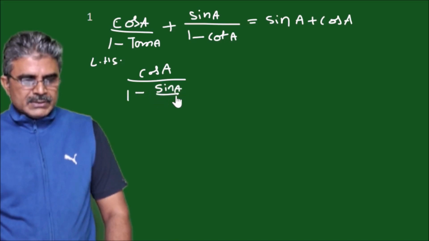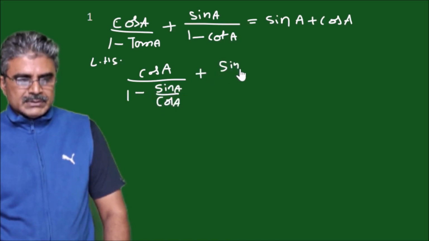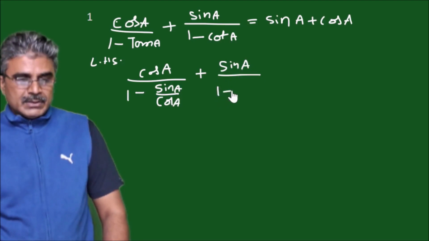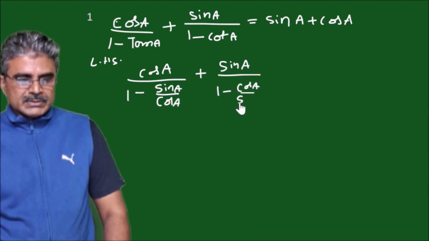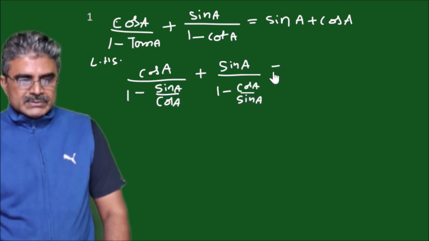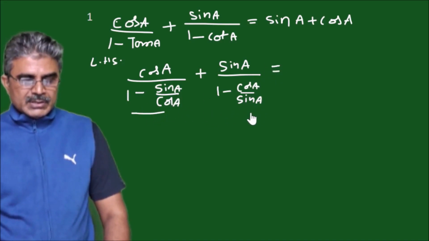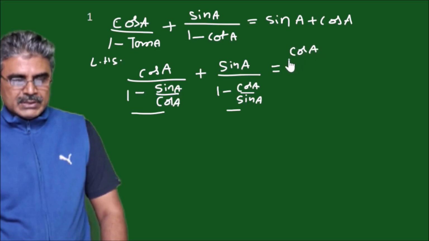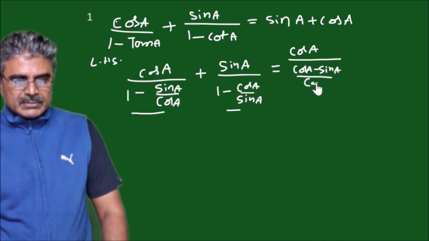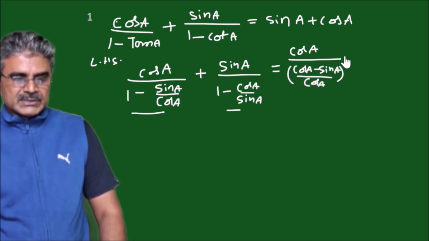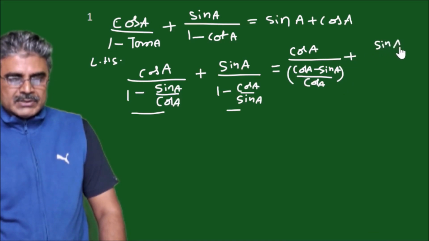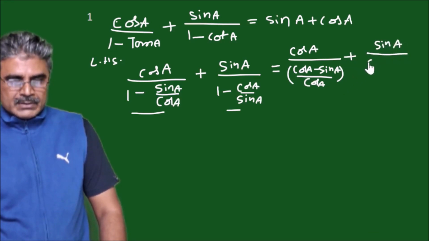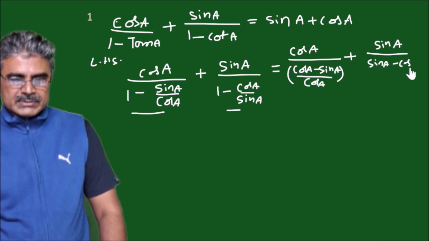I can write tan A as sin A by cos A. In the second term also we have sin A divided by 1 minus cos A by sin A. By taking LCM in the denominator in the first expression and the second expression, we will have cos A divided by (cos A minus sin A) whole divided by cos A. This is the first term, and in the second term you have sin A divided by (sin A minus cos A) divided by sin A.